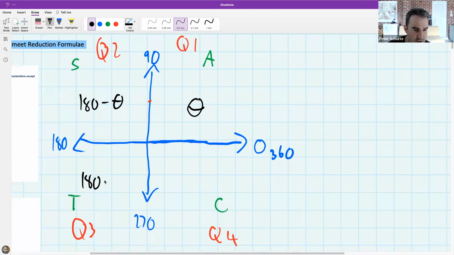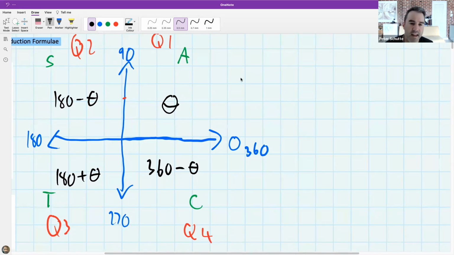Everything in quadrant 3 is going to have the form 180 plus theta. And everything in quadrant 4 is going to have the form 360 minus theta. Again, still very weird. At the moment, we're just taking this on faith that the math teacher knows what he's doing. So if I say to you, I want you to rewrite the sine of 150. Well, first of all, actually, let me ask you this: what quadrant is the sine of 150 in?